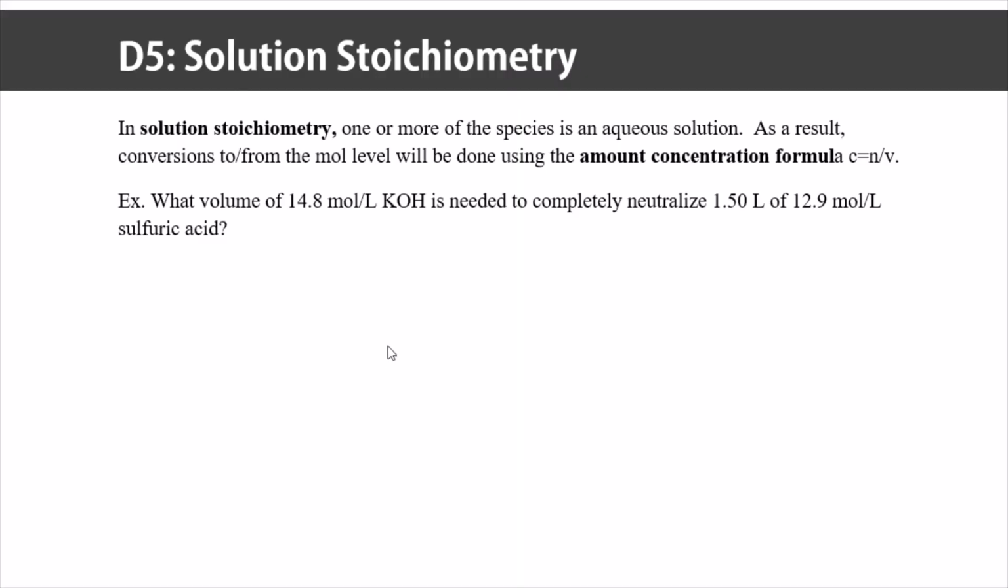So in solution stoich, one of the species, or more than one of the species, is present as an aqueous solution. So as a result, you can't use your molar mass formula, you can't use the ideal gas formula, you have to use the amount concentration formula to figure it out. C equals n over V. Right? The concentration in moles per liter is equal to the number of moles divided by the volume in liters.